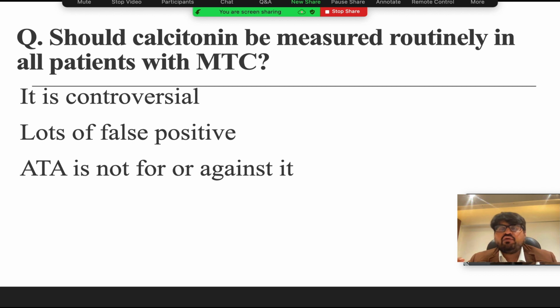So, one of the diagnostic tests which is done, one of the biomarkers, is calcitonin, right? So calcitonin is a useful marker for diagnosis of medullary thyroid carcinoma. So one of the questions which is a debate is, should you consider measuring calcitonin in all of your patients who come with thyroid nodule? Now, the answer is, it is very controversial, and the American Thyroid Association neither recommends nor suggests against it.